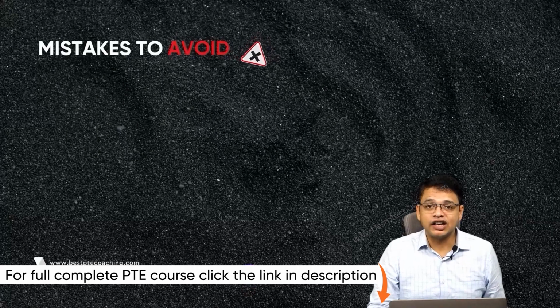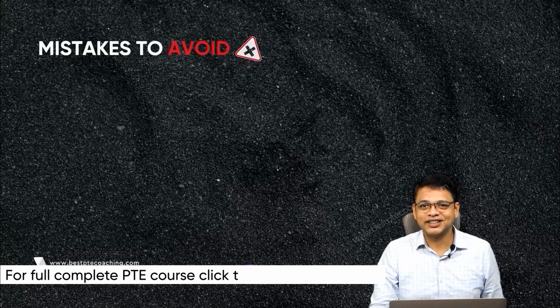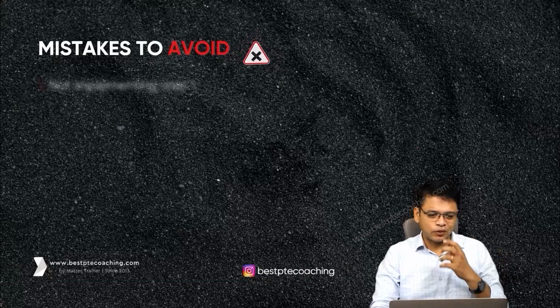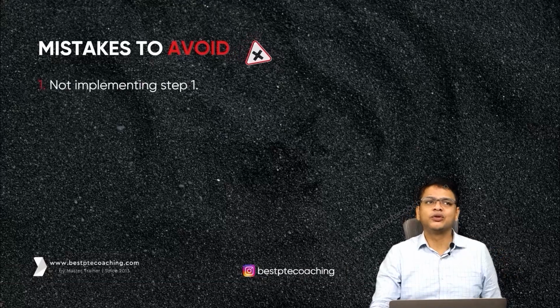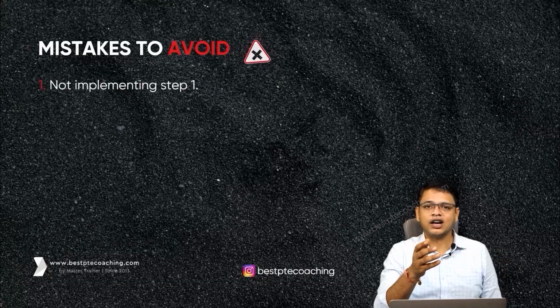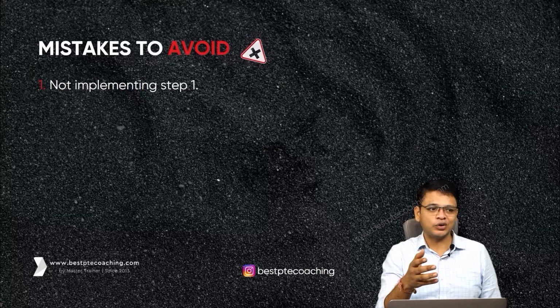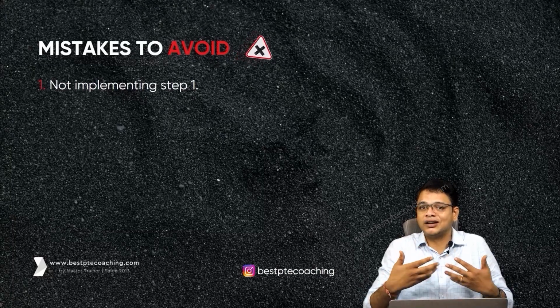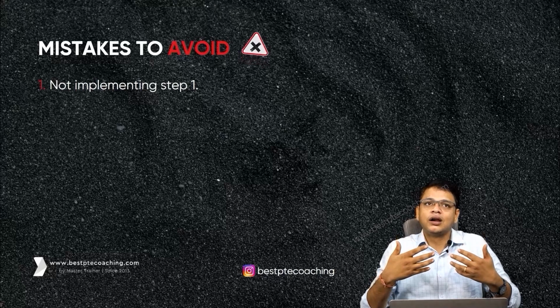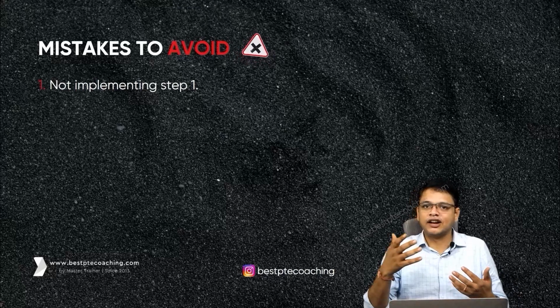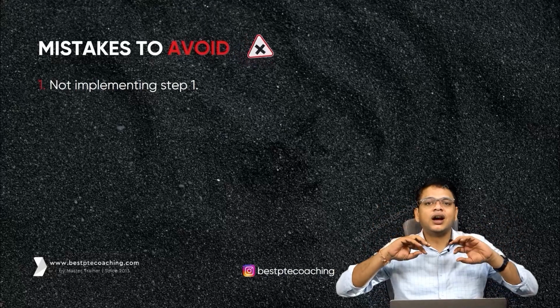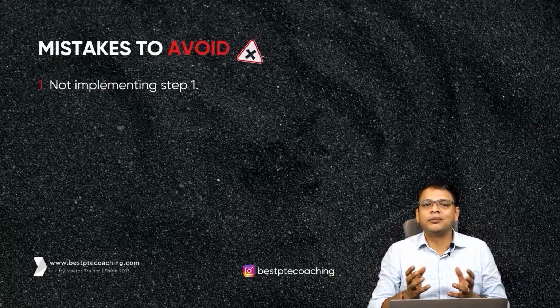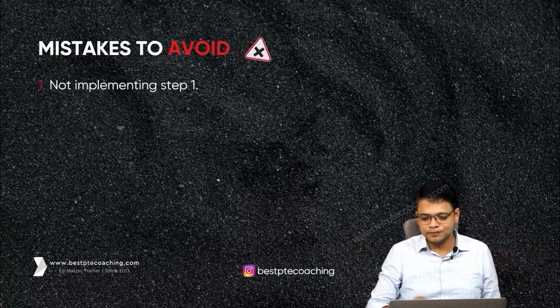Mistakes to avoid in highlight correct summary. So there are not many mistakes, guys. Number one, not implementing step one. If you are not understanding the topic before the audio starts, you would need some time to understand the topic, correct, sir? But if you have read the first line of any choice summary, then getting some knowledge of the topic is not going to be difficult, right?